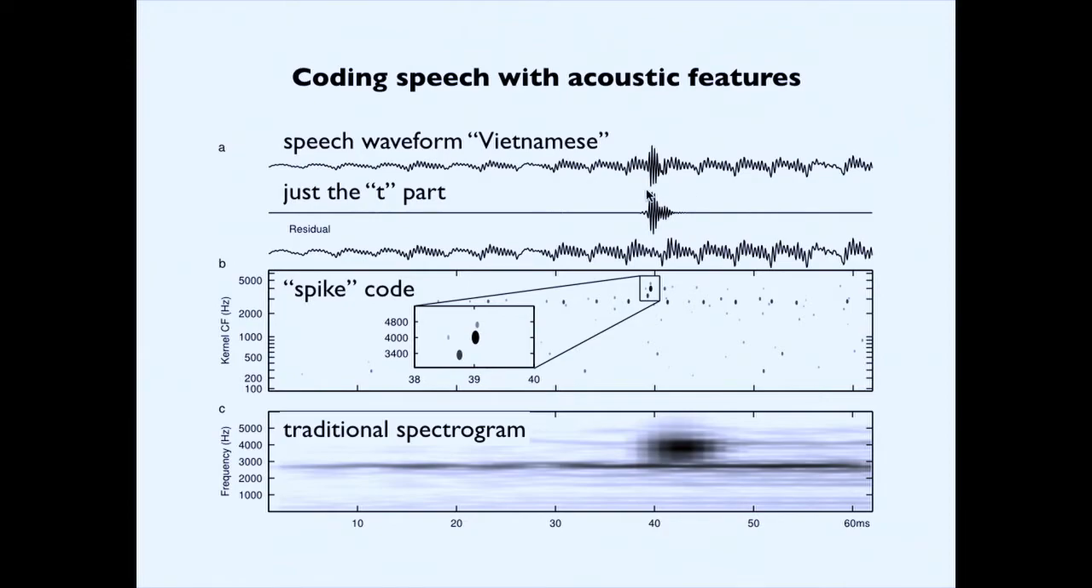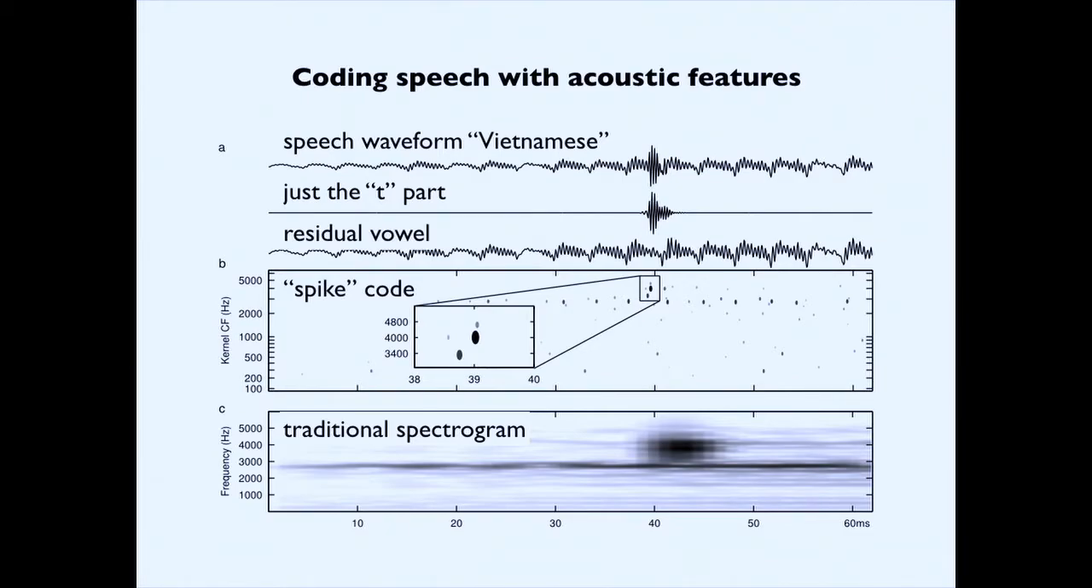And in the spectrogram, you see that that signal is kind of blurred out over about 10 milliseconds and spread out over a lot of different frequencies. But in the spike code, that same feature is encoded by just 4 spikes. And those 4 spikes encode the T, and the rest of the residual pattern is the vowel. Right? So it's a really efficient representation.